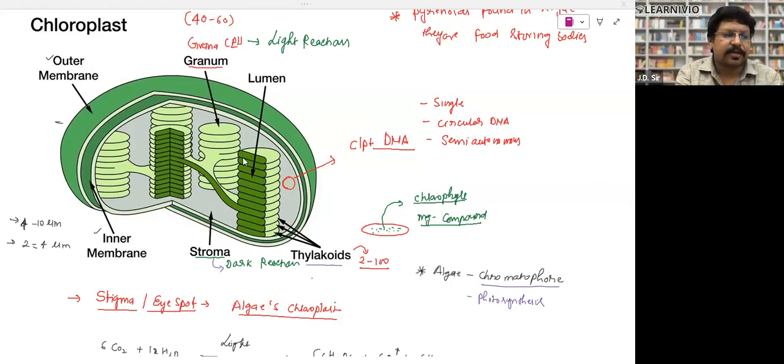And I will dictate it next class because we are running short of time. Time's not left. So in the meantime, you can note down this granum, then this thylakoid, and write granum maybe 40 to 60, right? And thylakoid maybe 2 to 100. And inside thylakoid, there is chlorophyll and magnesium.